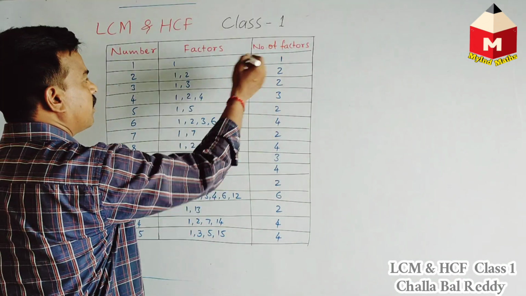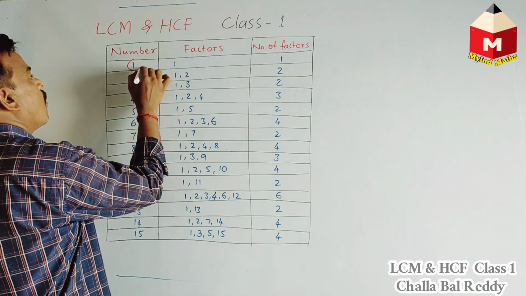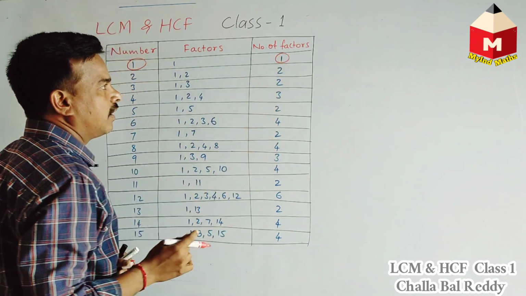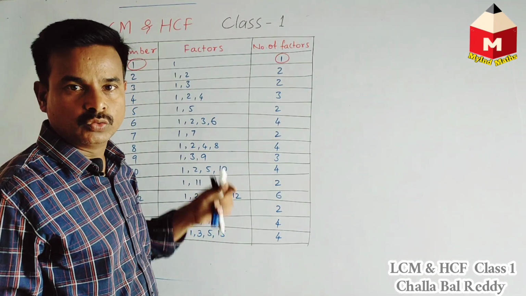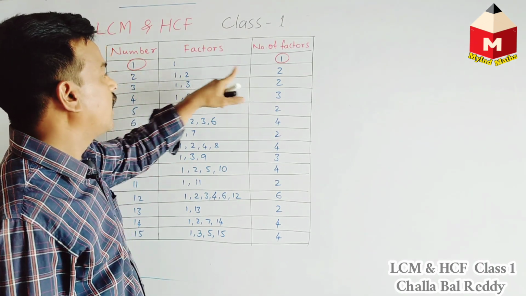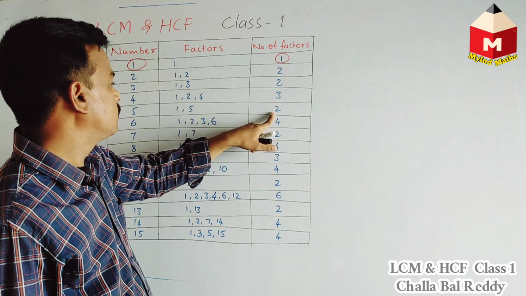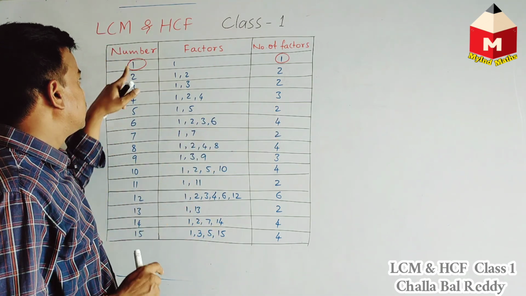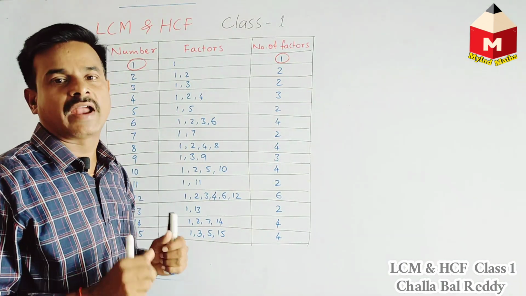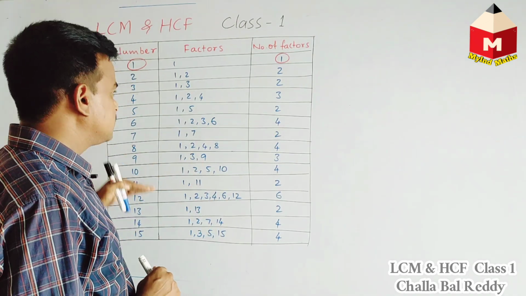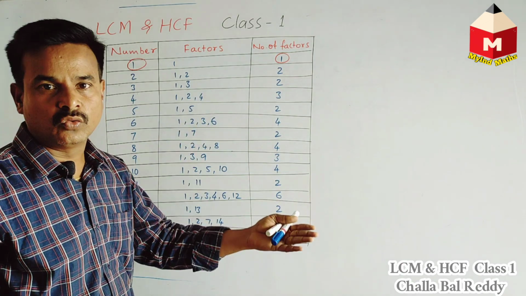And now the number of factors. 1 has only one factor. Other than this one, every number has 2 or more than 2 factors. 2 has 2 factors. 3, 2 factors. 4, 3 factors. 5, 2 factors. Like this. That means except 1, every natural number has at least 2 factors. And some numbers have only 2 factors, and some have more than 2 factors.